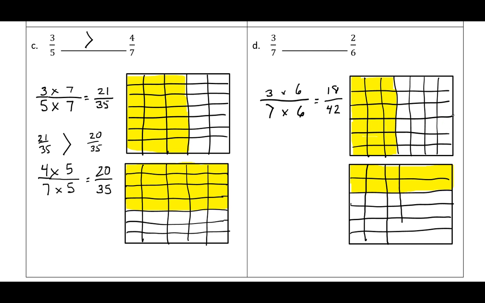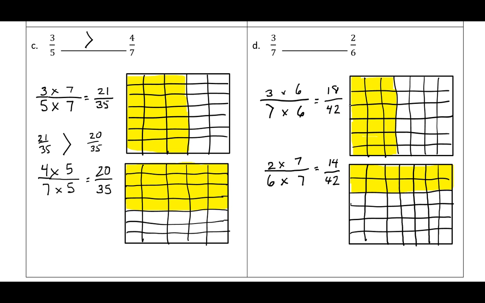So I started with 2/6. Instead of having 6 pieces that make up the whole, I multiplied that by 7, which will also give me 42 pieces that make up the whole. And instead of having 2 sections shaded, I multiplied that by 7, and I have 14 sections shaded.